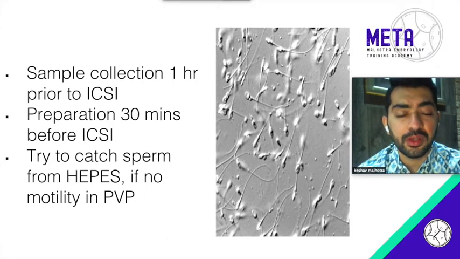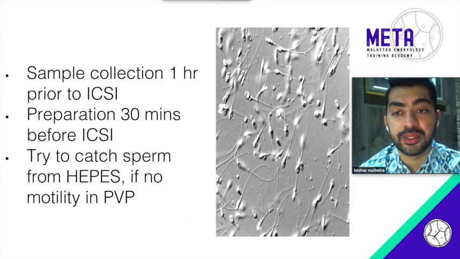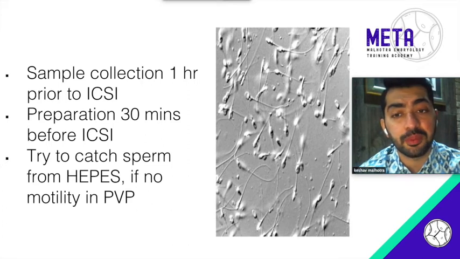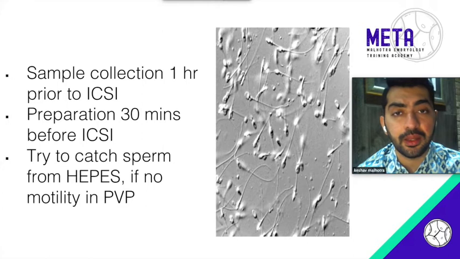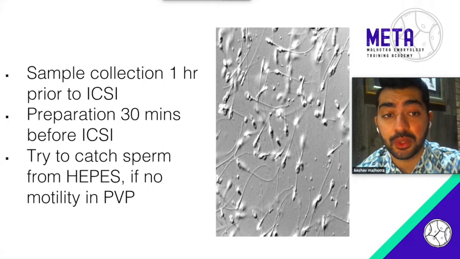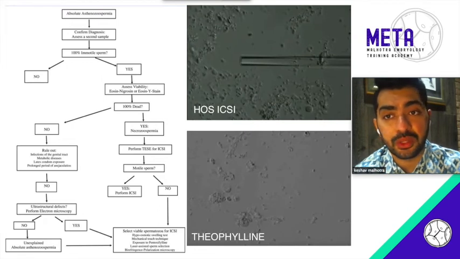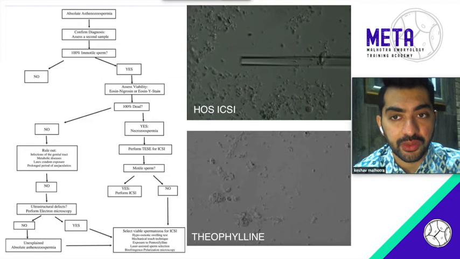Now most of the times when you're doing ICSI and you're facing such problems, they can be reduced to a certain extent if you collect the sample 1 hour prior to ICSI, prepare it 30 minutes prior to ICSI, and if you can't see sperms or if you can't see motile sperms in the PVP, catch it from hippies. So these are certain tricks which can be applied to a sample, especially when you're doing ICSI. But if it's a scenario of absolute asthenozoospermia, it's very important that we confirm the diagnosis first.